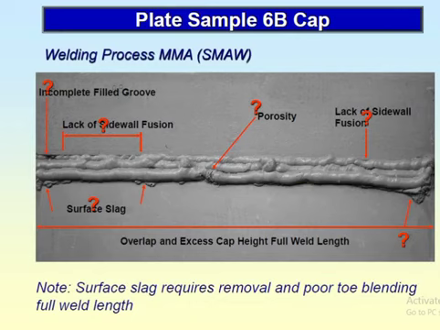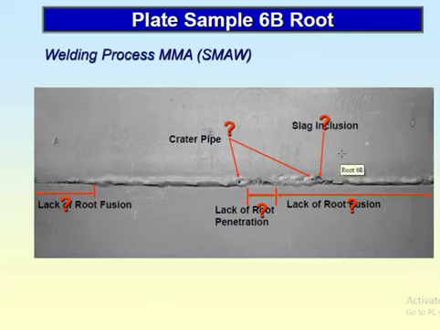Now this is the second page, the root. The second test piece is the root. In this welding process, this is the lack of root fusion. You can see here the root is not fused. This is the crater pipe here. This is the slag inclusion inside. This is the lack of root fusion. The fusion is not melted, so this is the lack of root fusion. This is lack of root fusion also from here to there at the end. So these are the two test pieces we have finished now.